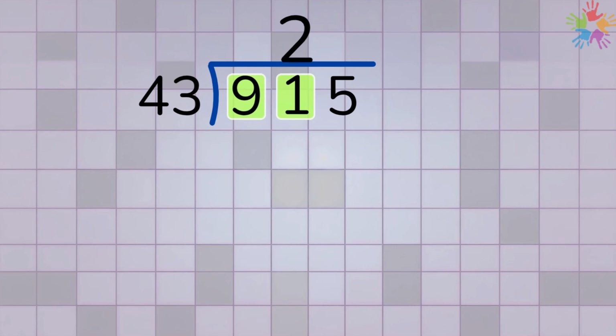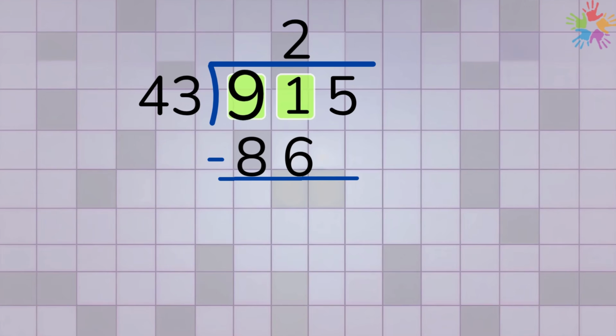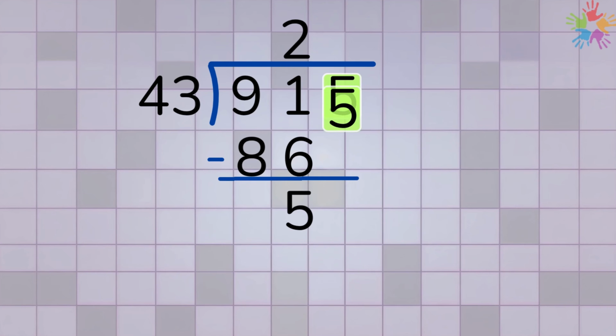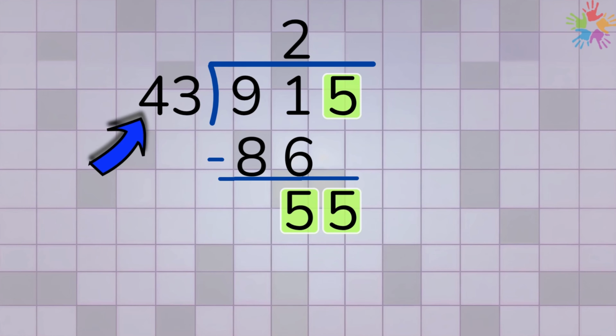We multiply 2 times 43. That gives us 86. Now subtract 86 from 91. 91 minus 86 equals 5. Now we bring down the next digit in the dividend, which is the number 5. This gives us a new number to work with, 55. We now ask, how many times does 43 go into 55? Let's estimate again. 43 fits into 55 one time.